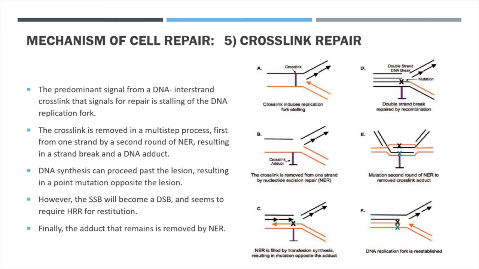And the fourth one, the double-strand break in DNA, is repaired by recombination and mutation. Second, a round of NER to remove the cross-link adduct. And the last one, the DNA replication fork is re-established.